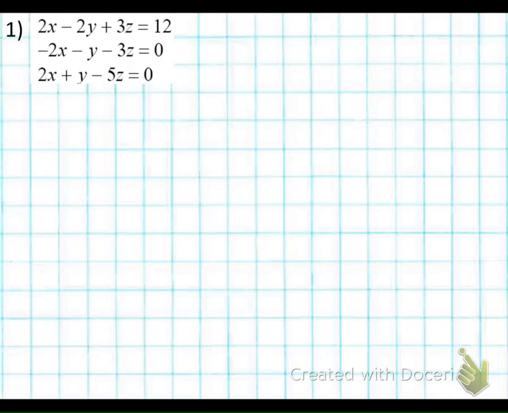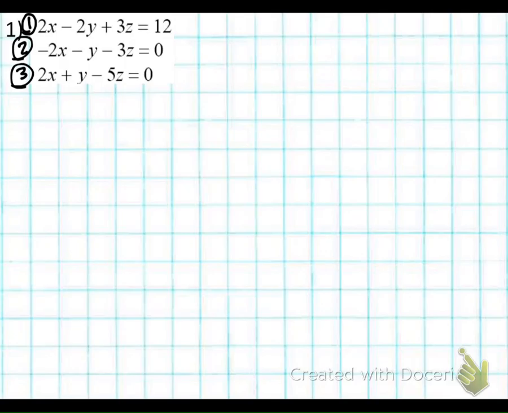Okay, so going back to problem 1 now, let's work through this problem. So I label my equations 1, 2, and 3. Again, I'm looking at the values in front of the variables. I want to see what's the best choice for my first variable to eliminate. I see in the x's I have positive 2, negative 2, and positive 2.